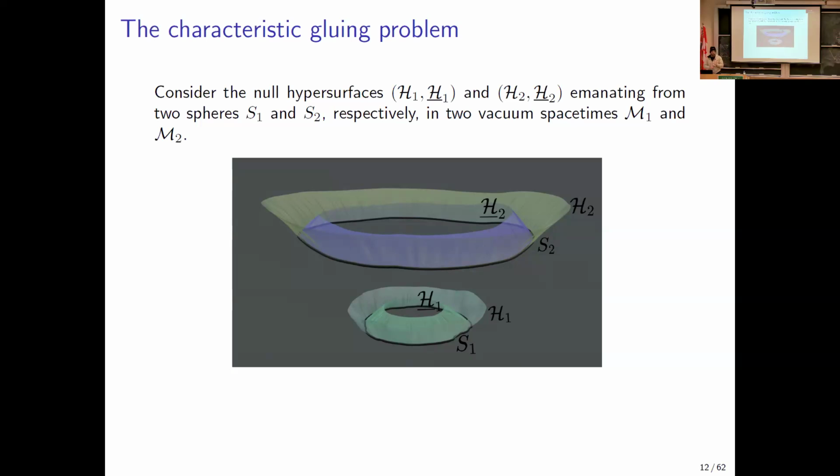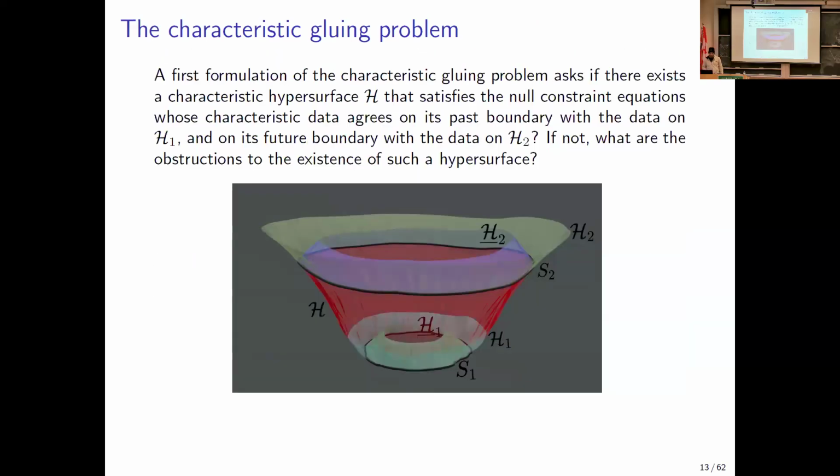What are the equations you're gluing? What is the information you have here and here and everything? But that's the problem, okay? You have two bifurcate null hypersurfaces, two such domains, and you're going to see if you can glue them. So you start with this, and you want to know whether there is a null hypersurface extending this one.